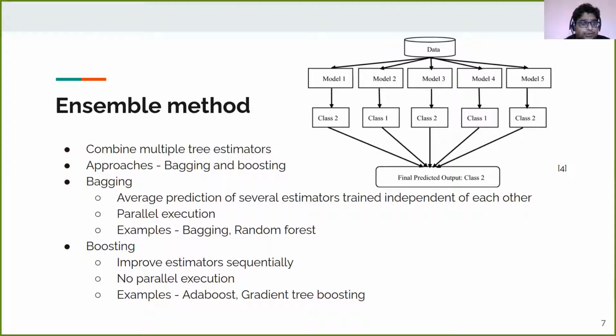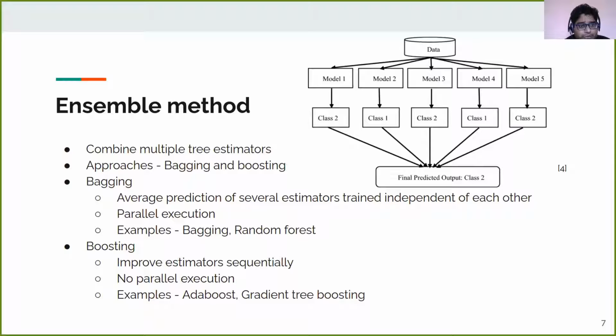There are two approaches for ensemble method. One is bagging, another is boosting. In the bagging method, several estimators are trained at the same time, and they are independent of each other. Because of this independence, these estimators can be trained in a parallel way, which gives a huge performance boost in terms of runtime. Examples of the bagging approach are bagging classifier and random forest classifier.